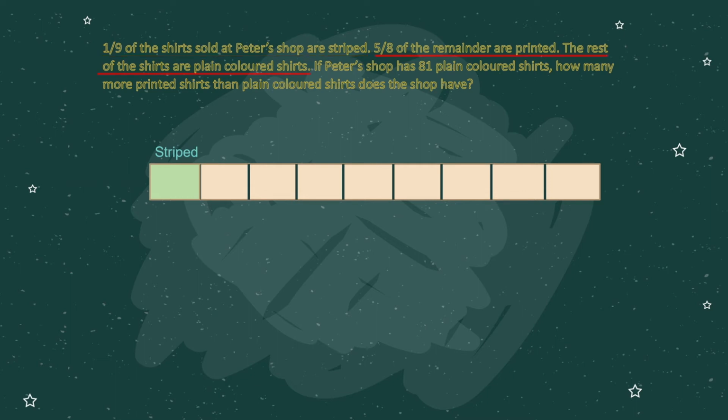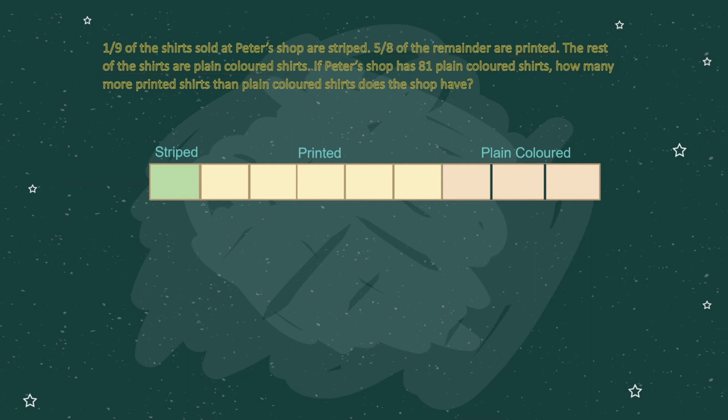Now, 5/8 of the remainder are printed. If we look at the bar now, just by pure coincidence, or maybe just how the question is designed, the remaining bars here that is not shaded actually already has 8 equal parts. So that means 5 of these parts can be shaded, and that would be our printed shirt. And whatever is left is the plain color shirts.